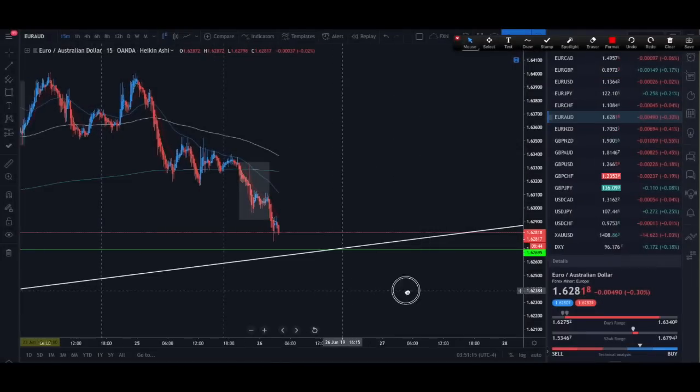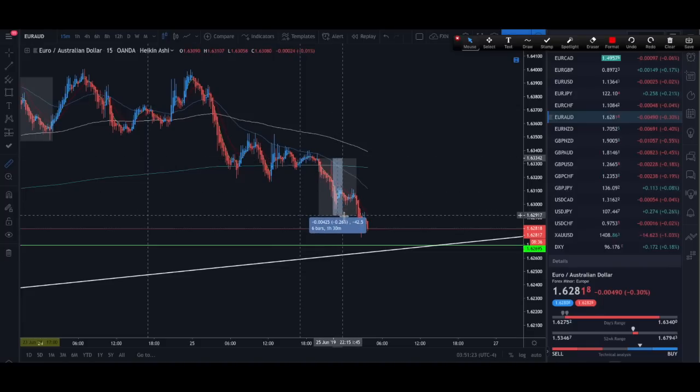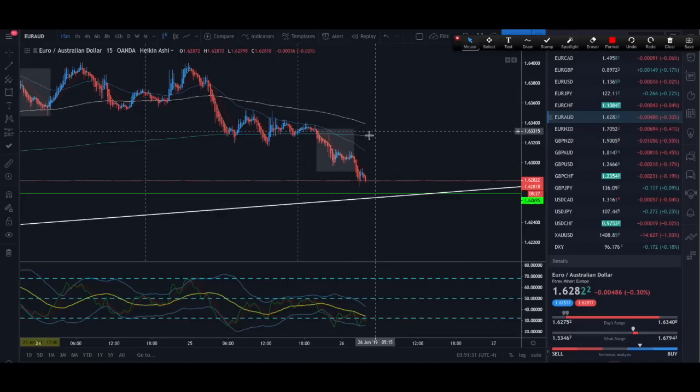I think you can get a counter trade up. Because this is about a 40 pip range, 42 pip range. So if you can get a trade back up to at least just the top of the range, that's at least 40 pips right there. And then it could go on and continue on its way down.